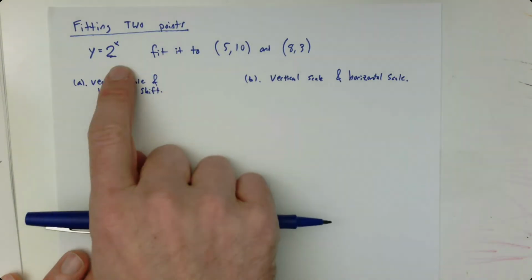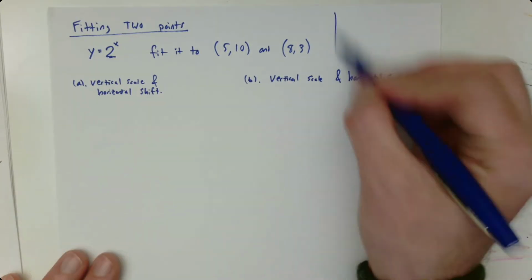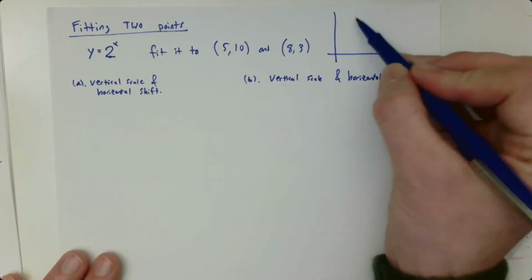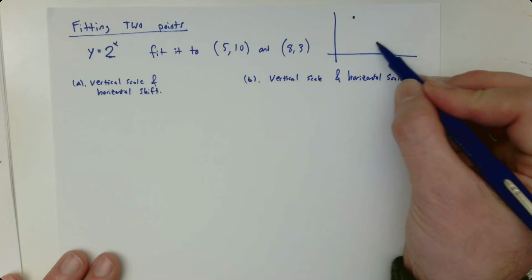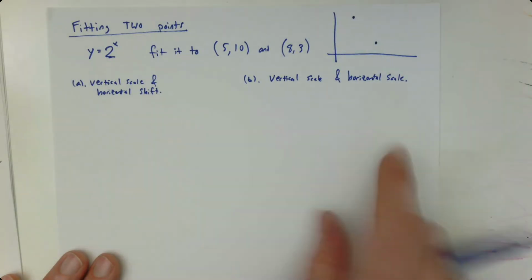Let's say we've got our same curve, but we want to fit it to 2 points, 5, 10, and 8, 3. And I think it always helps to kind of visualize these things. So 5, 10 might be up here-ish, and 8, 3 might be kind of down there-ish. Okay, so let's imagine a couple of different ways we might do this.